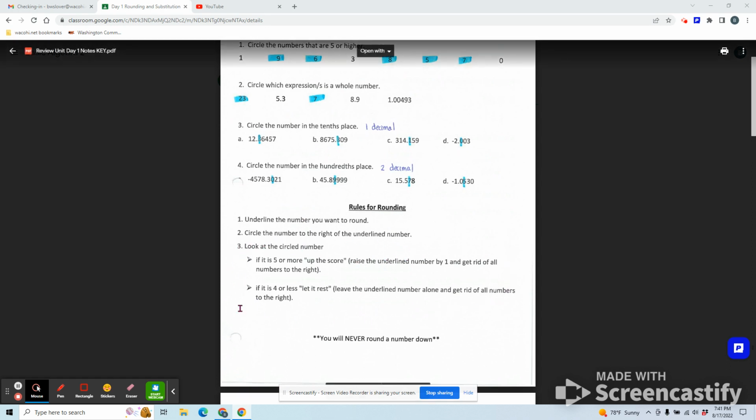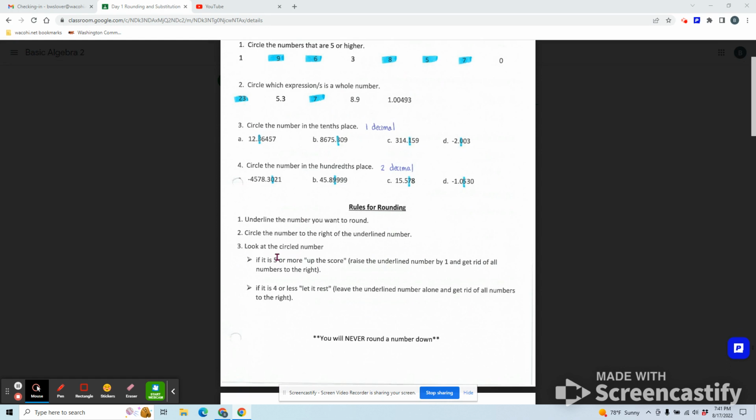The rules for rounding: if it is a 5 or more, you up the score, which means you're going to raise the underlined number by 1 and get rid of all the numbers to the right. If it's 4 or less, we're going to let it rest. So we're going to leave the underlined number alone and get rid of all the other numbers.